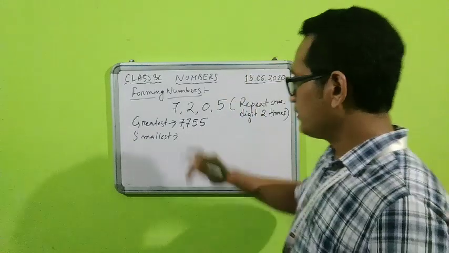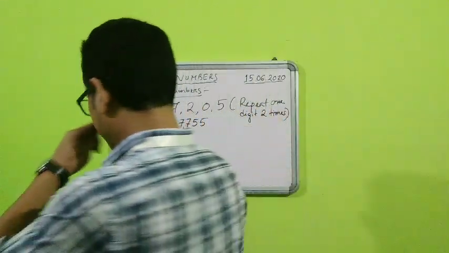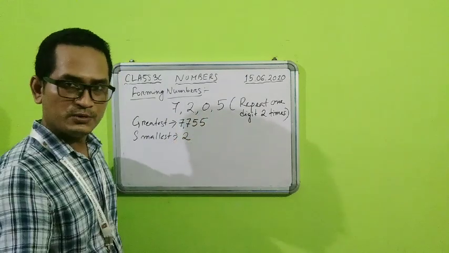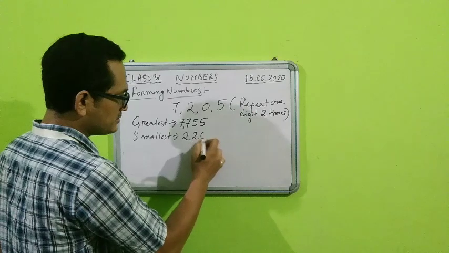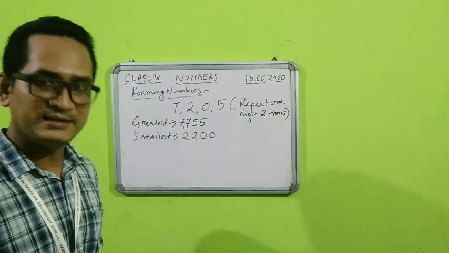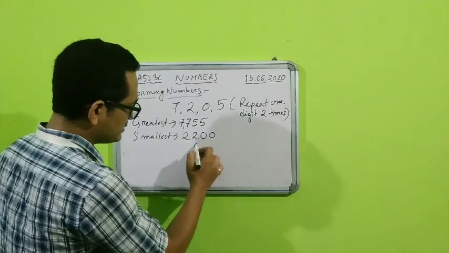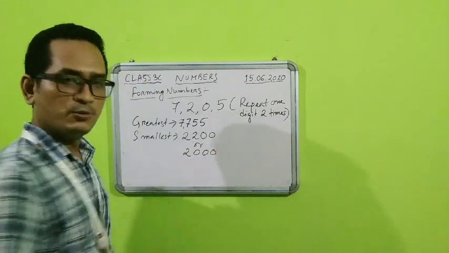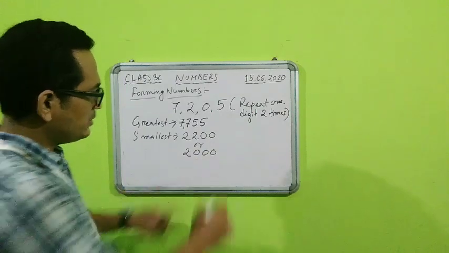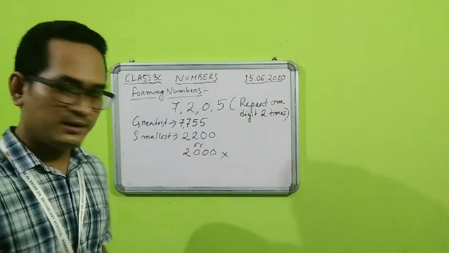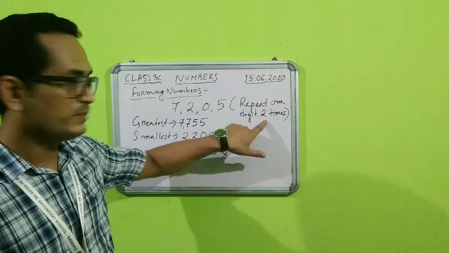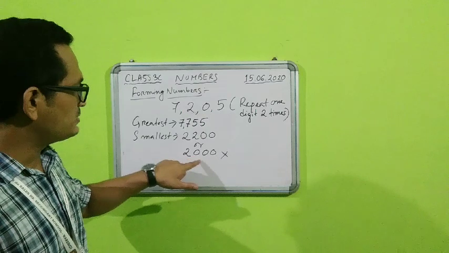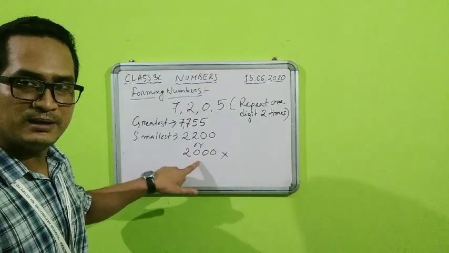Fine. For the smallest number also, I have to do something like that. I have to put the 2 first, because 0 I cannot put. But students, will I write like this, 2 2 and 0 0, or should I write 2 and then 0 0 0? What will be the correct answer? This will not be correct in this way. Why? Because I am allowed to repeat one digit how many times? Only 2 times. So 2 is repeated only once, but 0 is repeated 3 times. So this will not be the correct answer.